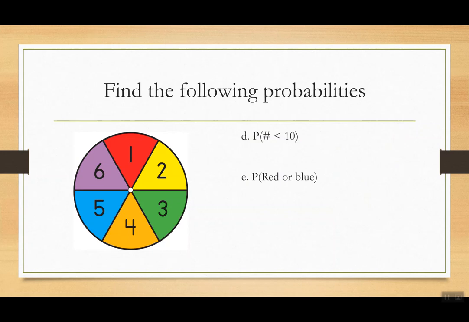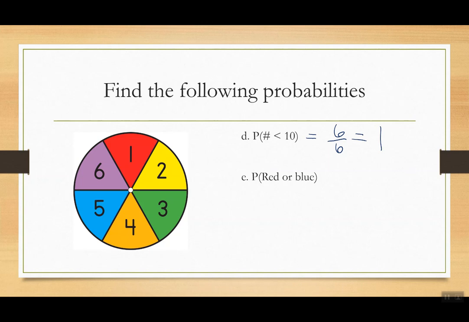Let's do 2 more on this spinner. Let's say, what's the probability we get a number less than 10? Well, when I look, 1, 2, 3, 4, 5, 6, those are all less than 10. So all 6 of the 6 choices were less than 10. Let's simplify that down to 1. So if I were to get 1, I write 1. Just like when I got 0, I wrote 0.